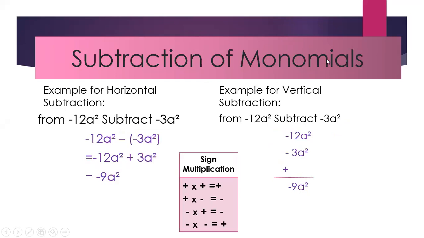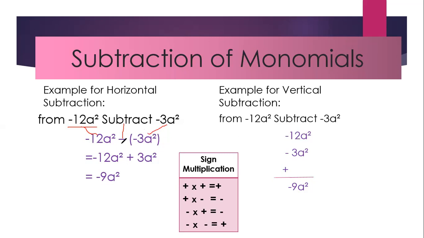Now, again, I am taking one more example. Example for horizontal subtraction. From minus 12a square, subtract minus 3a square. Now, the term which is written with "from" is going to be written first. यहाँ हम इसे पहले लिखेंगे. Okay. From minus 12a square, subtract minus sign, minus 3a square. Just put it in a bracket. Okay. Minus 12a square minus 3a square within the bracket.